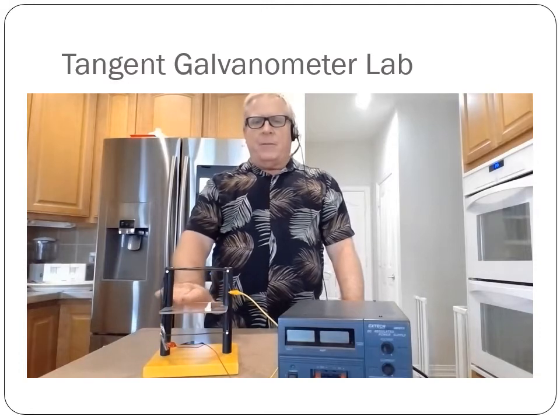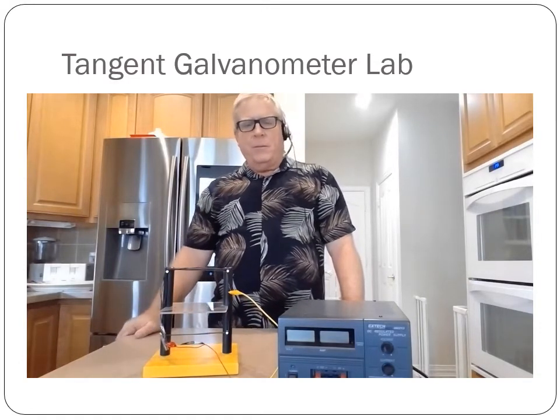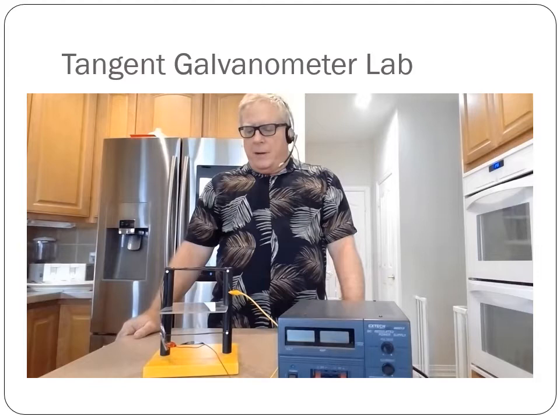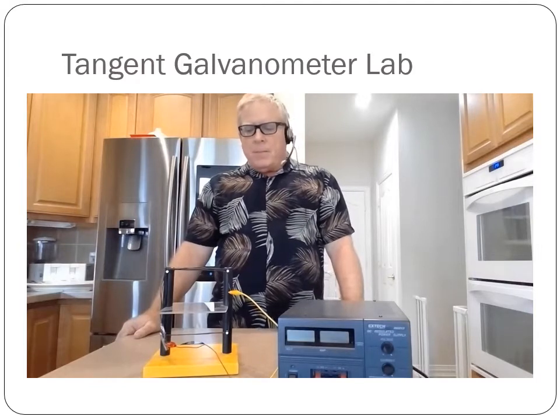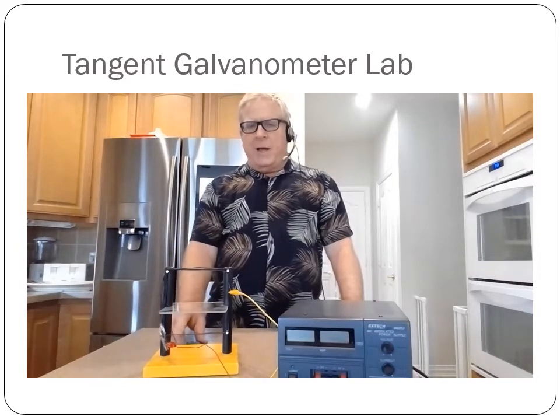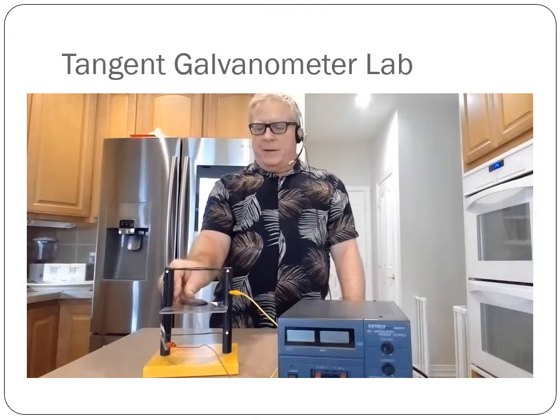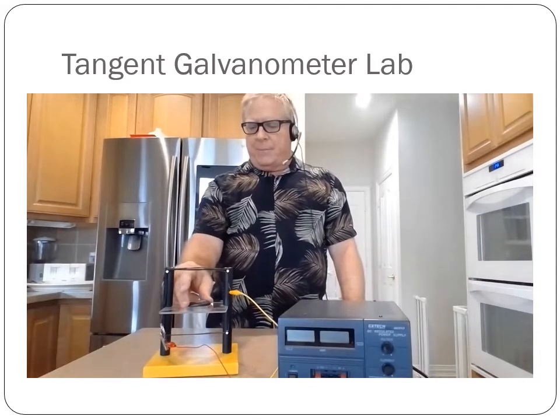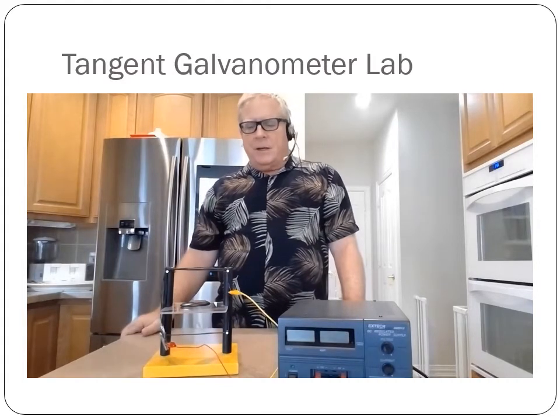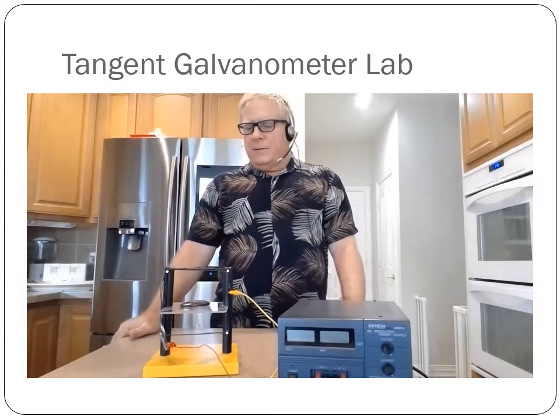And there's a little platform here that is a place where I can put a compass. And what we're going to do in a moment is see what happens when we put a compass in a platform on the tangent galvanometer. Now, the compass aligns itself with the magnetic field.